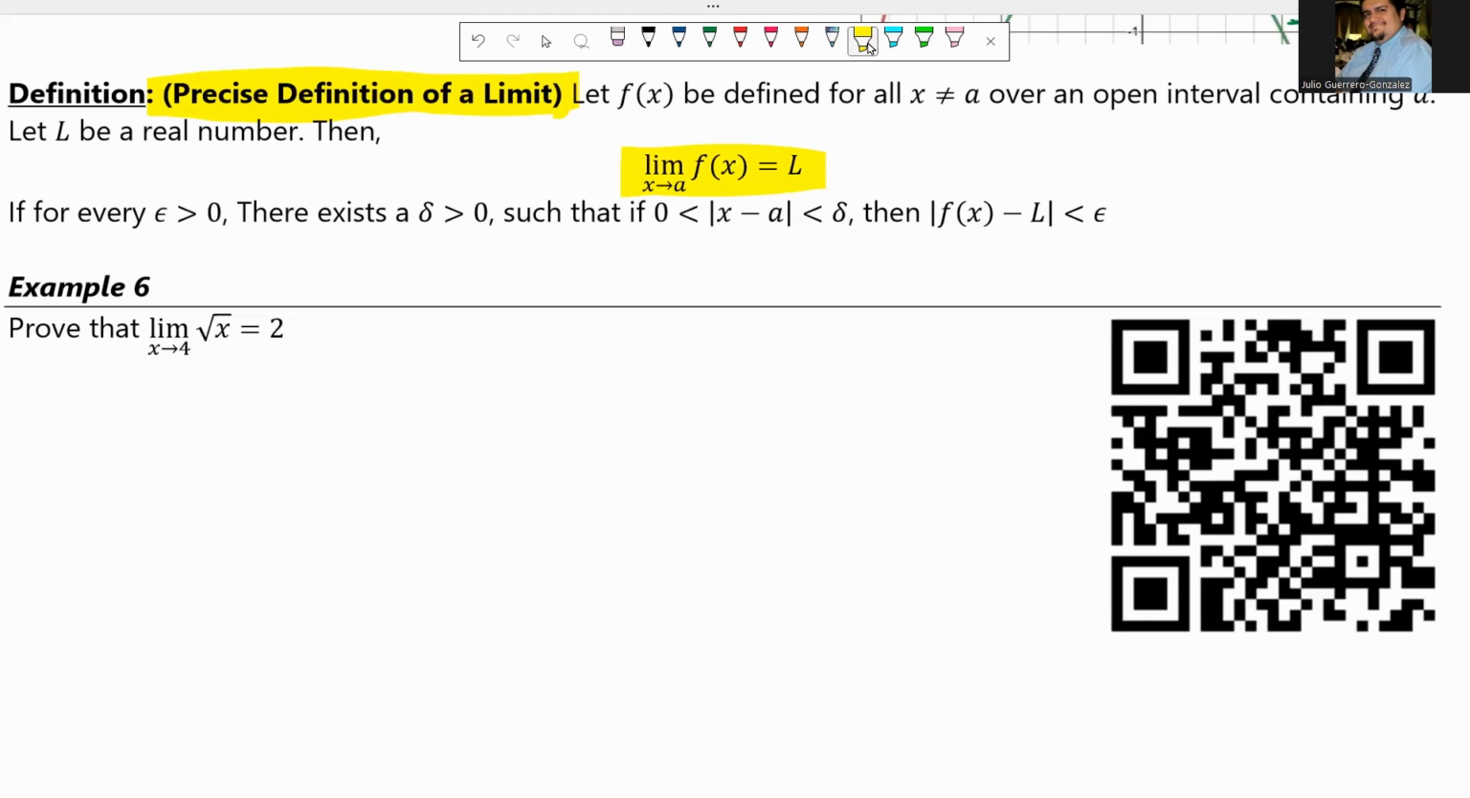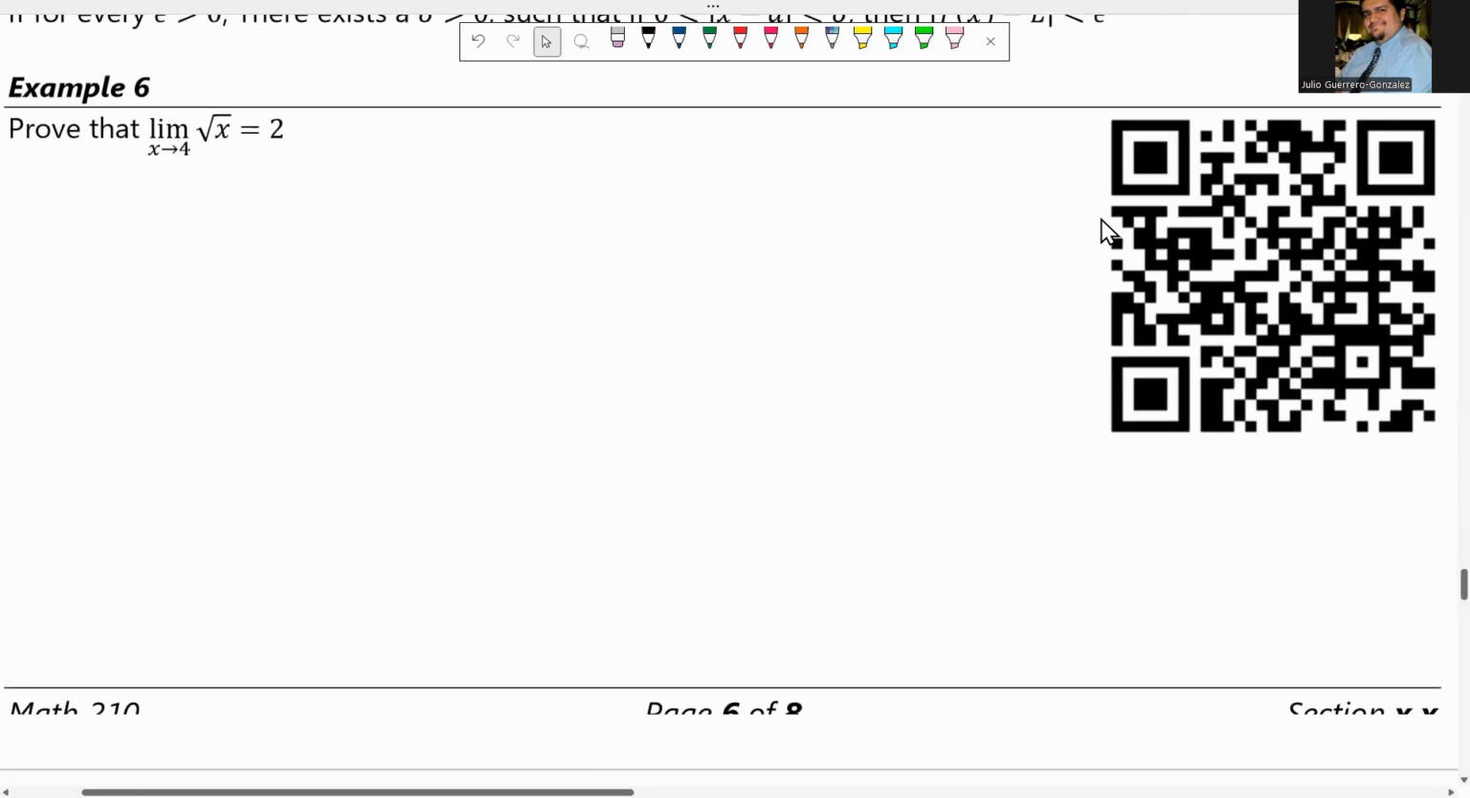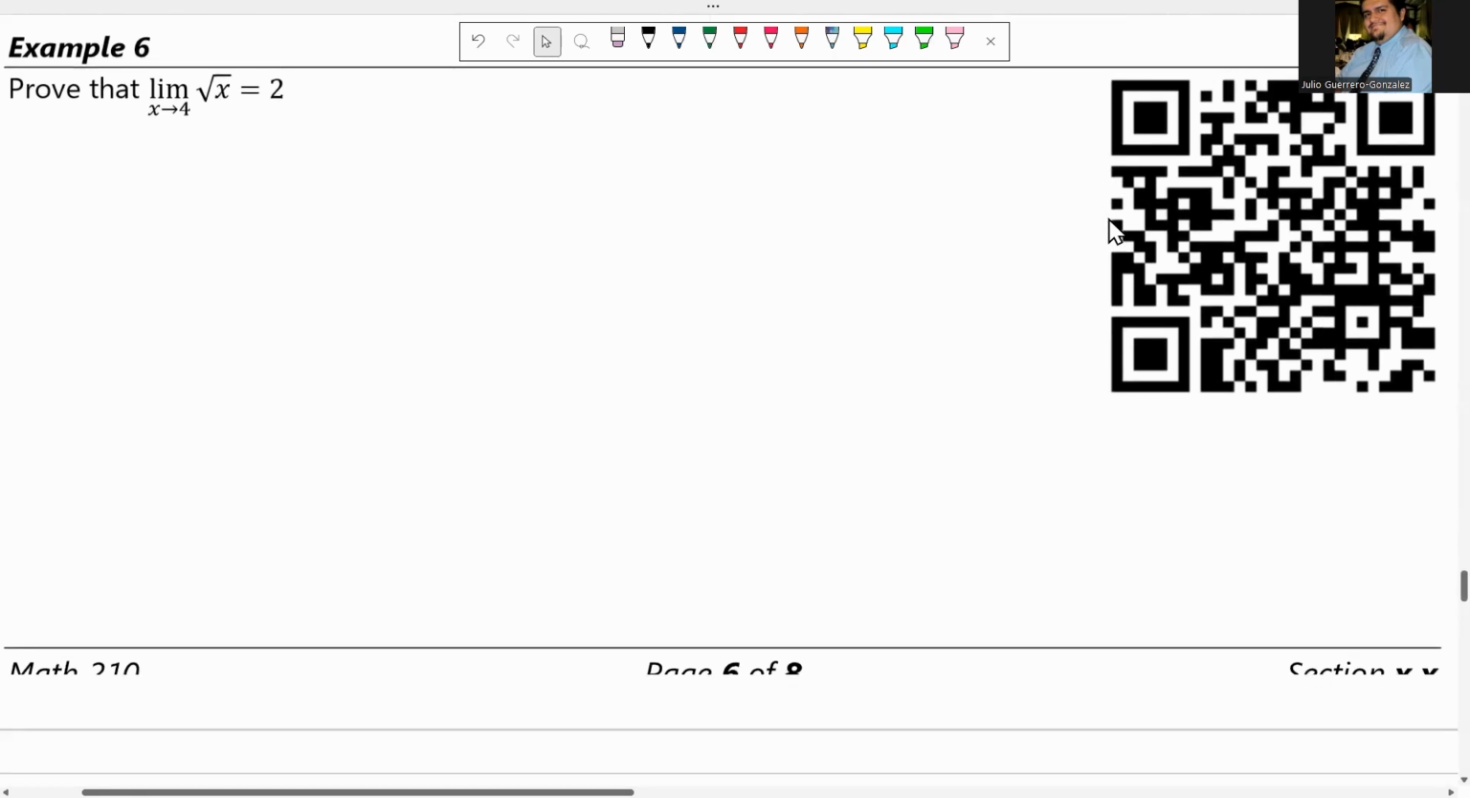So let me go through the process of how to actually solve this using the precise limit definition. I'm going to do a simple one. There is a QR code there so that you can look at what's actually happening behind the scenes, and I'll bring that up in a second. So let's say I wanted to prove that the limit as x approaches 4 of the square root of x is equal to 2.